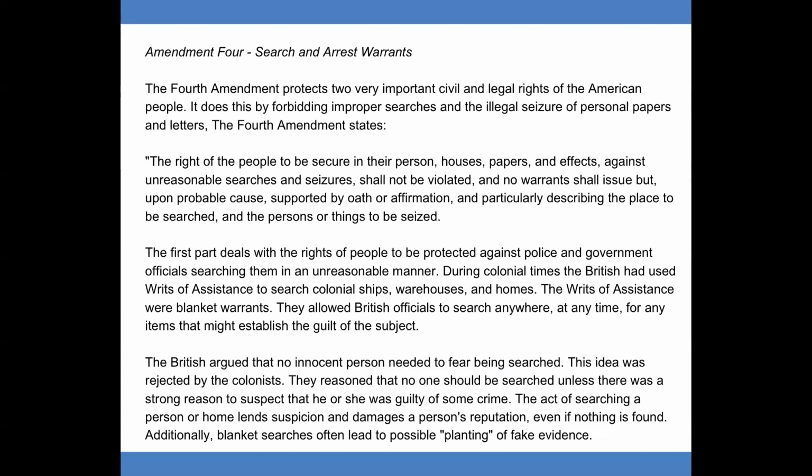They reasoned that no one should be searched unless there was a strong reason to suspect that he or she was guilty of some crime. The act of searching a person or home lends suspicion and damages a person's reputation, even if nothing is found. Additionally, blanket searches often lead to possible planting of fake evidence.